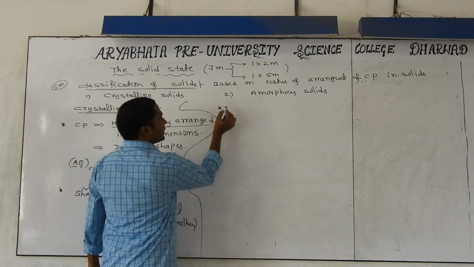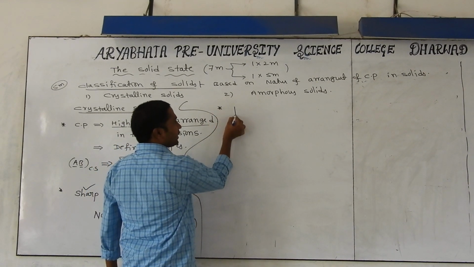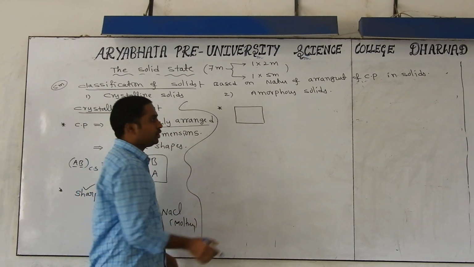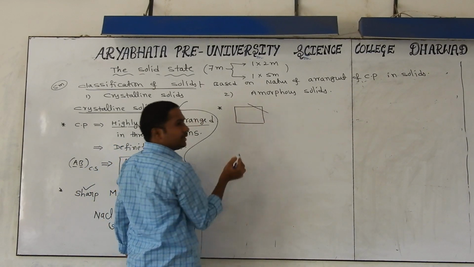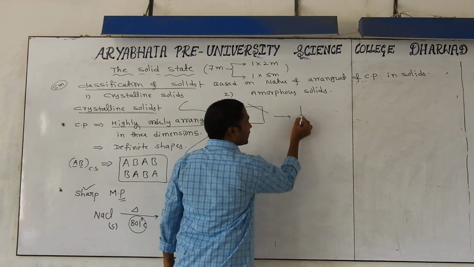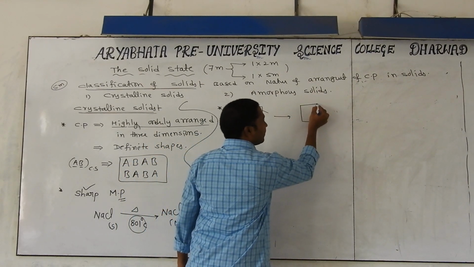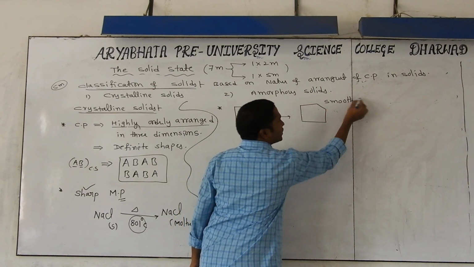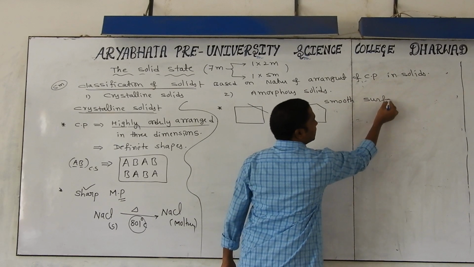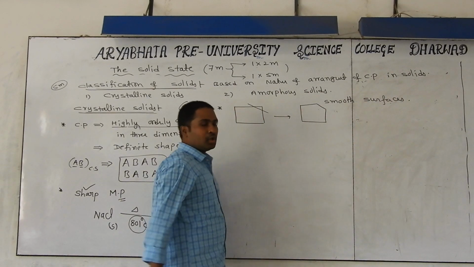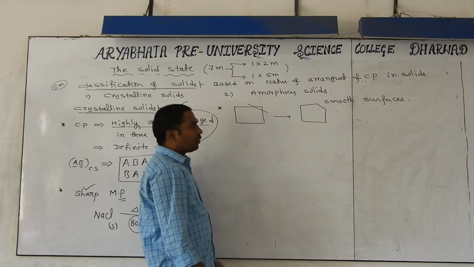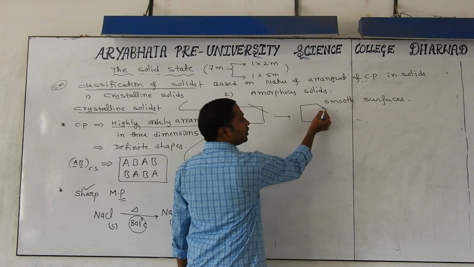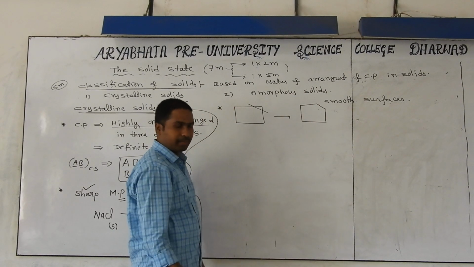If you cut this crystalline solid with a sharp tool, what happens after cutting? The cut area will be smooth. We get smooth surfaces. Why do crystalline solids have smooth surfaces? Because of the highly orderly arrangement of the constituent particles.